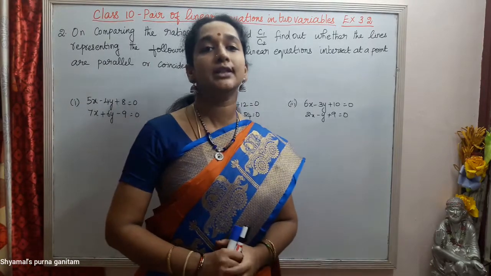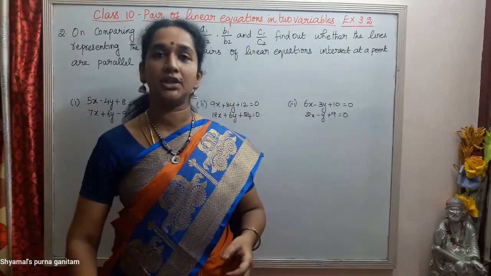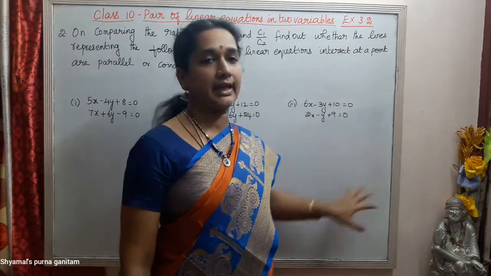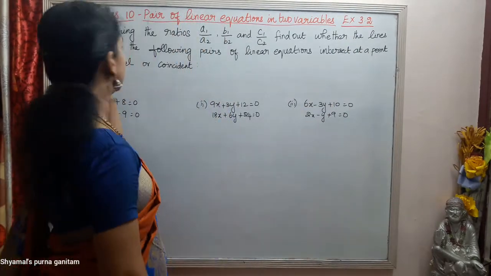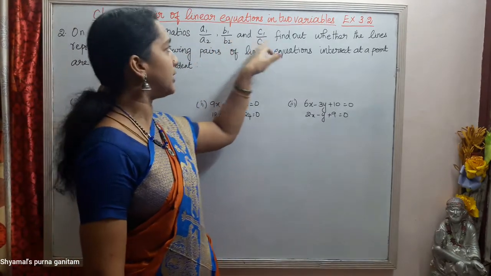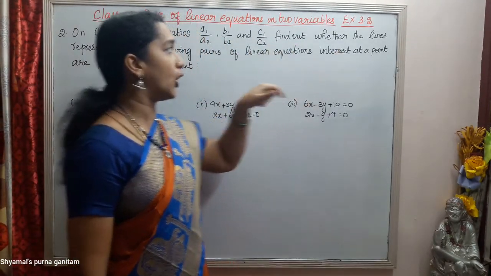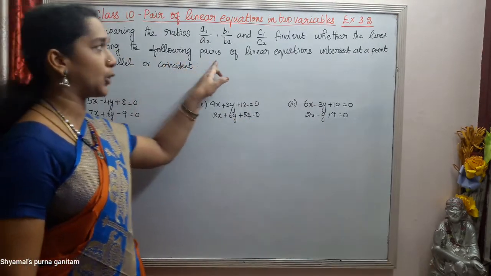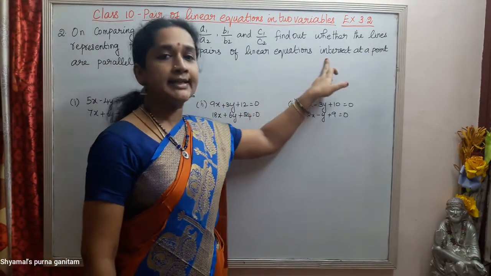I am doing the third chapter, Pair of Linear Equations in Two Variables. This is the second exercise, and we will continue with this. The first question is: on comparing the ratios A1 by A2, B1 by B2 and C1 by C2, find out whether the lines representing the following pairs of equations intersect at a point.